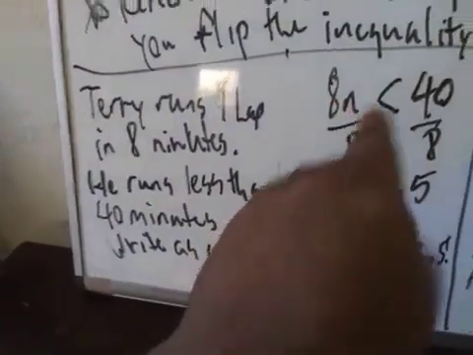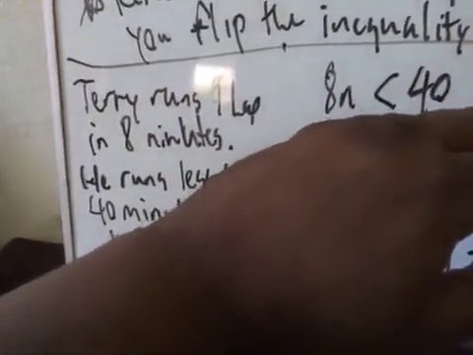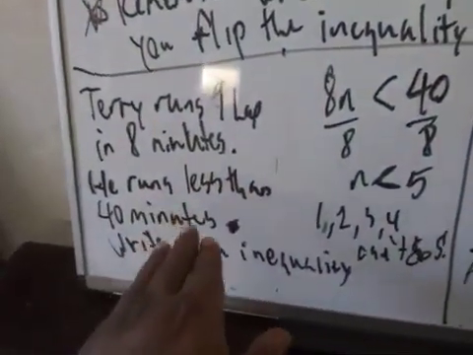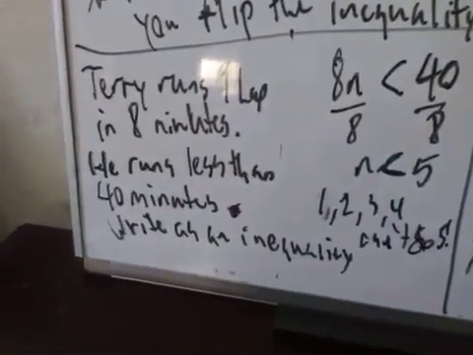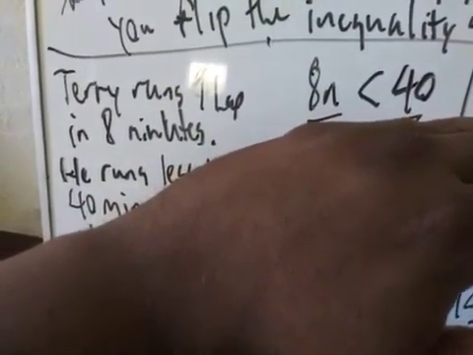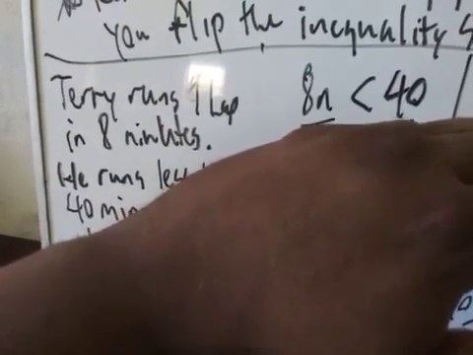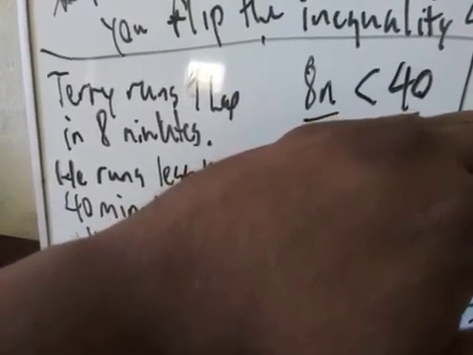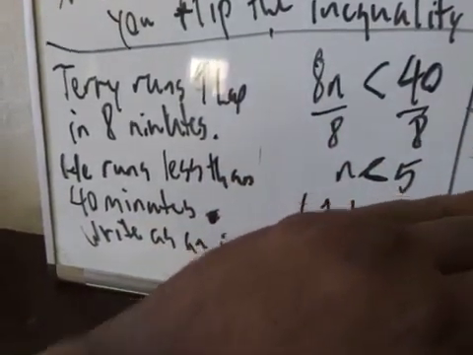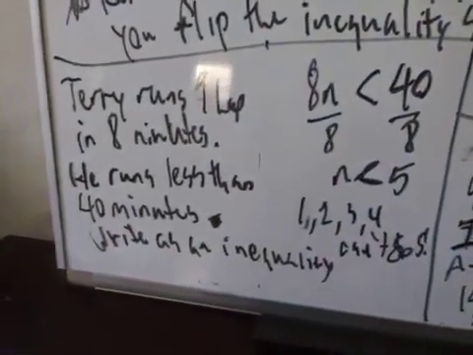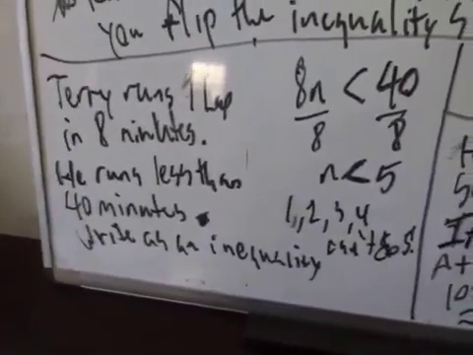So I came up with 8n is less than or equal to 40, because he's not going to run more than 40 minutes. That means he can do one lap in 8 minutes, so we're basing this on the number of laps he can do in 40 minutes. If you divide both sides by 8, you get n equals 5. He can't do 5. He's got to do less than 5.